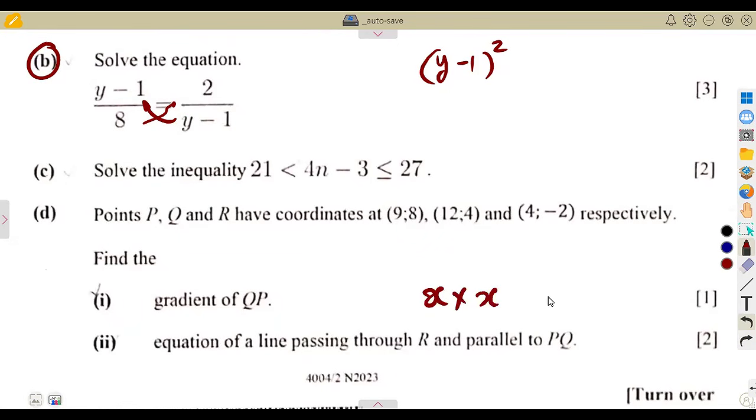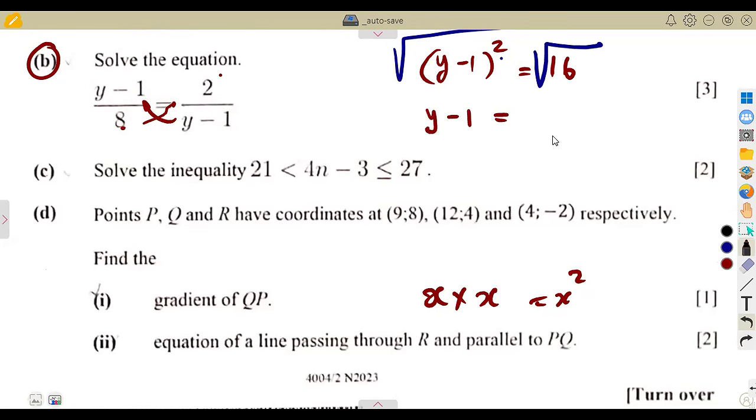If x times x is x squared, therefore, if these two brackets are the same and we are multiplying the same brackets, we're supposed to have a squared. All right. 8 times 2, that is 16. So how can we remove the square? Introduce the square root both sides, knowing that the square root is equivalent to a plus or minus. So that will be plus or minus 4, the square root of 16.